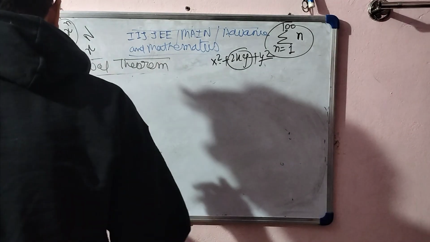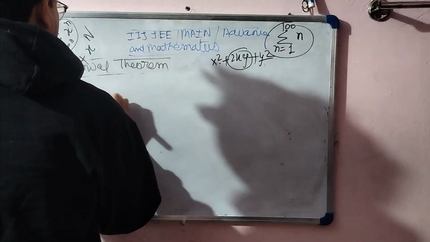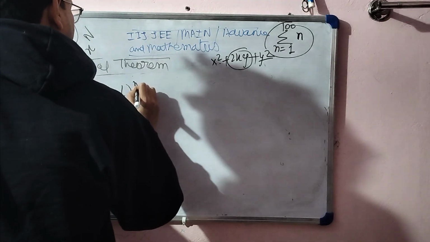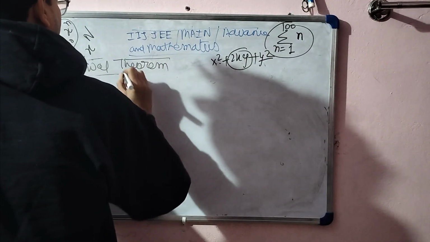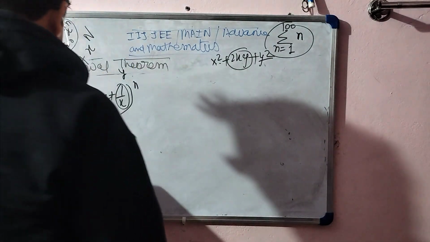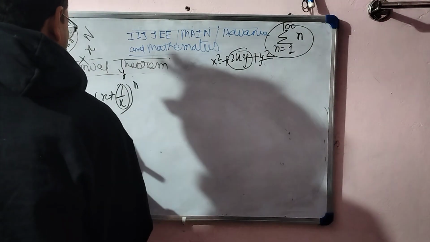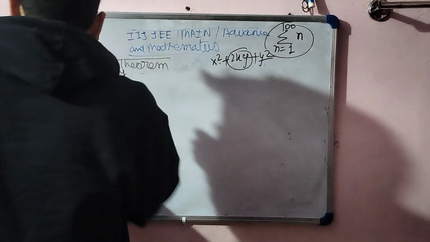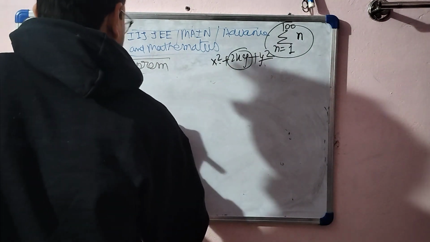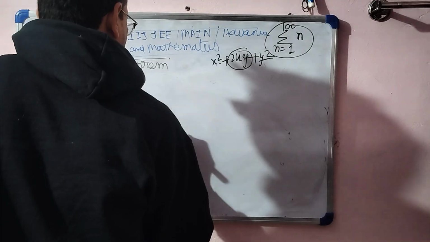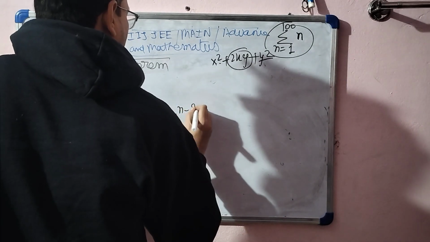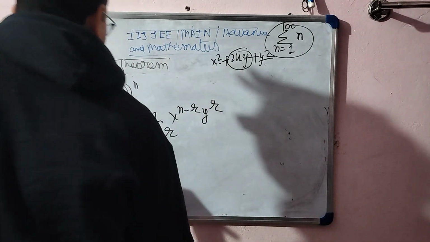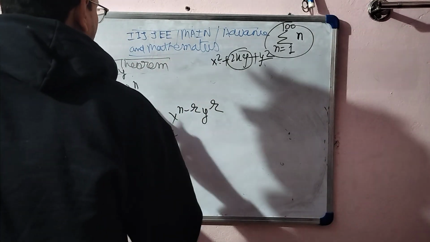The example: x plus 1 by x, to the power n. Here the value of y is 1 by x. Then the term T r plus 1. What is T r plus 1? It is nCr x to the power n minus r, y to the power r. This is the point.